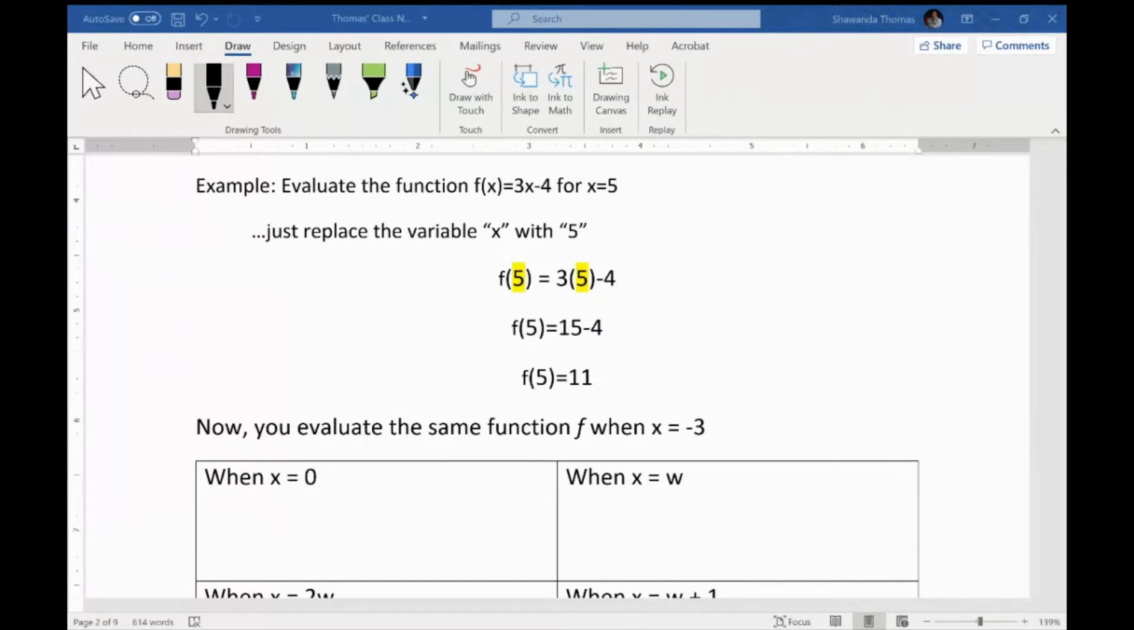Now let me ask some questions because I don't want this to go over your head. What was the x in this situation? Was it 5? 5. Yes, it was. We replaced every x with a 5. Ooh, we're going to have to think about this one. What is y in this situation?